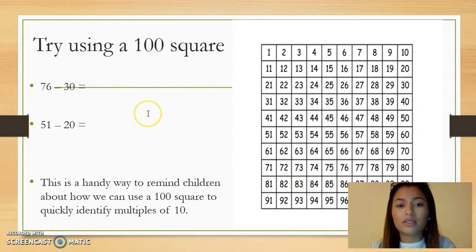For the first one, we can see 76 minus 30. We would find 76 on our 100 square and count back 30: 10, 20, 30. This is just a quick skill and it shows children how to use a 100 square really quickly when it's a multiple of 10. For subtracting, we move up. For adding, we move down.